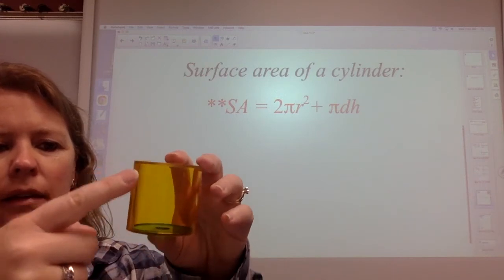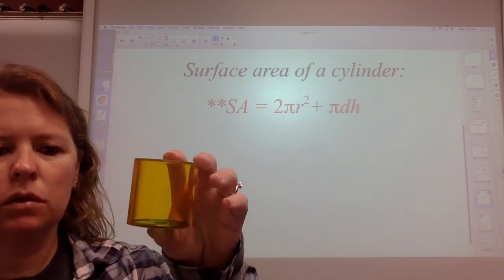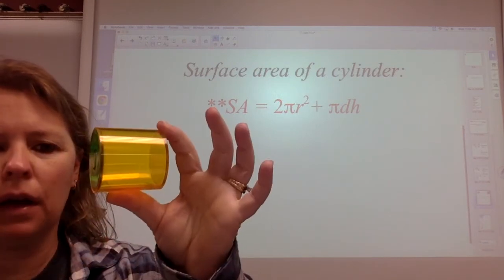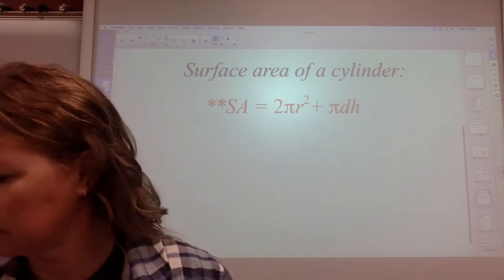What is the height? The height is the distance between the two circles. So even if it's laying down on its side, this is still its height, the distance between the two circles.